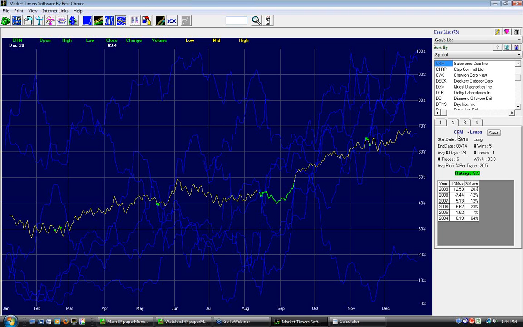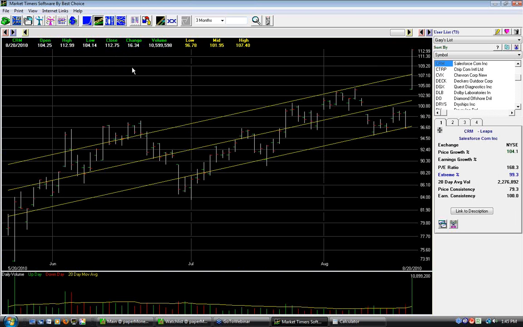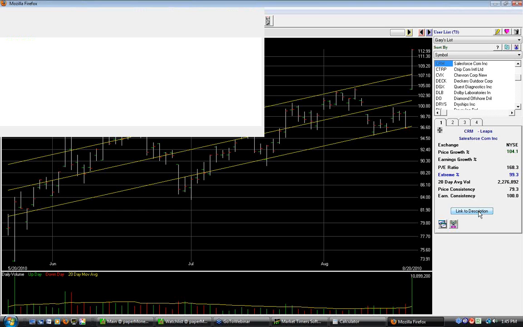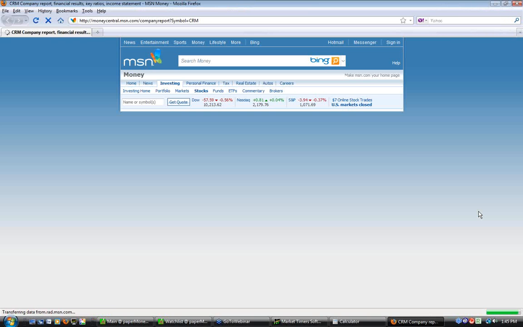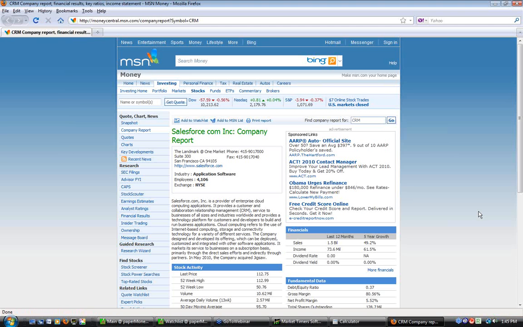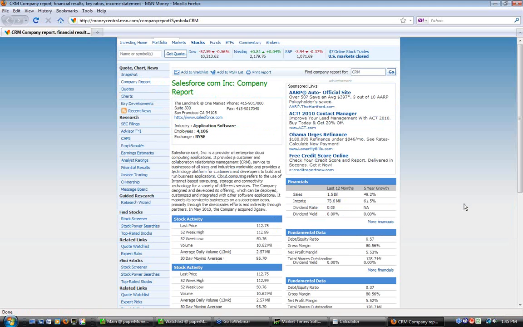When you do some fundamental research on the company, which, guys, anytime you're trading a company and putting your hard-earned money on the table, find out a little bit about the company. You can do that right from the software by going to the Extreme Chart and clicking on link to description, which immediately takes you to MSN Money, and it'll give you all the fundamentals you need to know about that particular company: what industry they're in, what exchange they're traded on, their PE ratio, and so on.